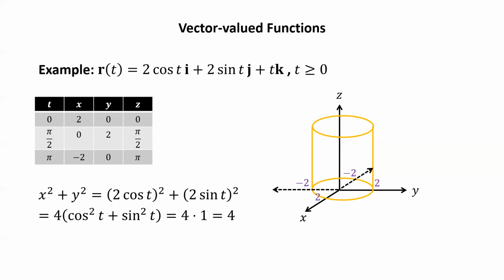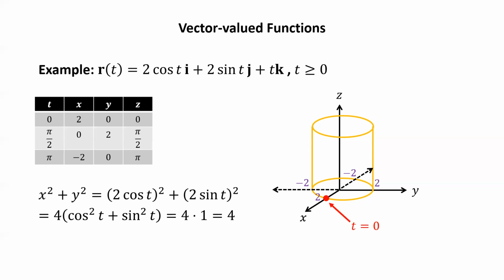And finally, when t is equal to pi, well, the cosine of pi is minus 1, so the x component is 2 times minus 1, which is negative 2. The sine of pi is 0, making the y component 2 times 0, or 0. And once again, the z component is just t, so we copy that pi over into the z column there.